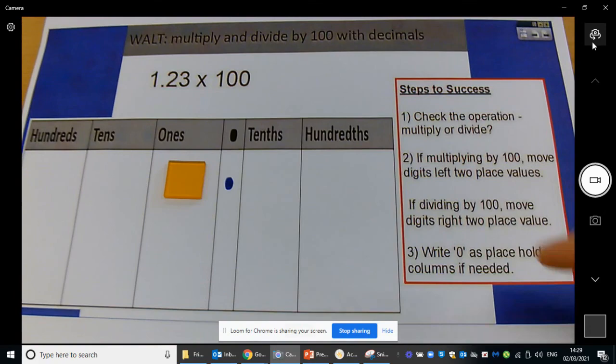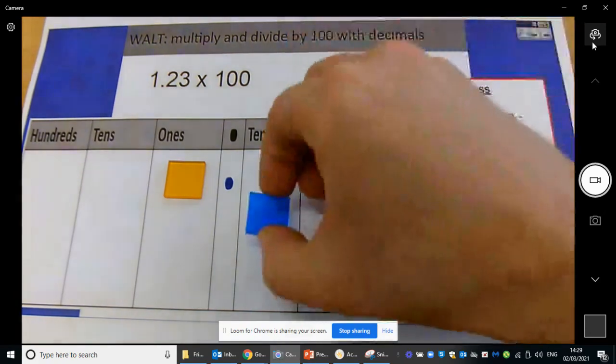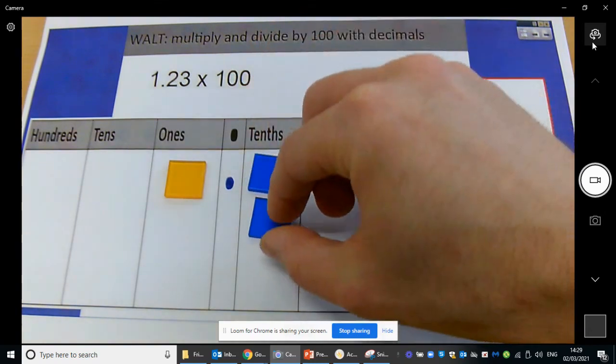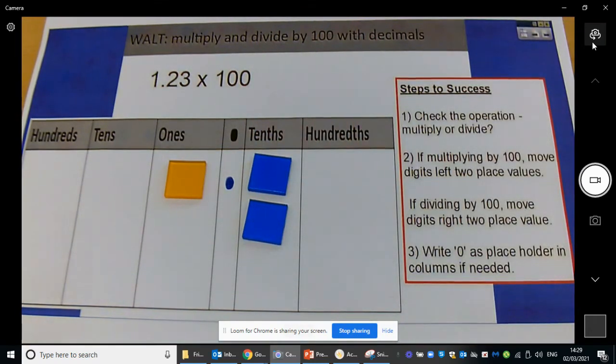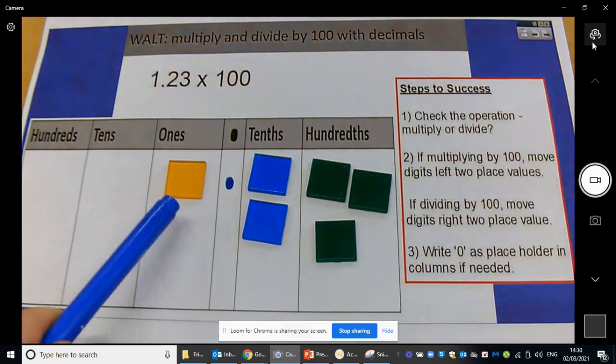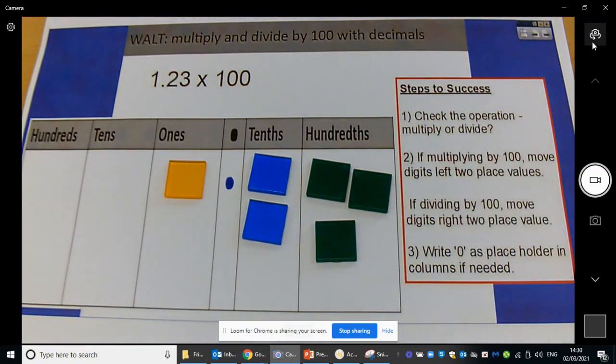How many tenths do we have? We've got 2. 1, 2. And how many hundredths? 3. 1, 2, 3. So 1.23.